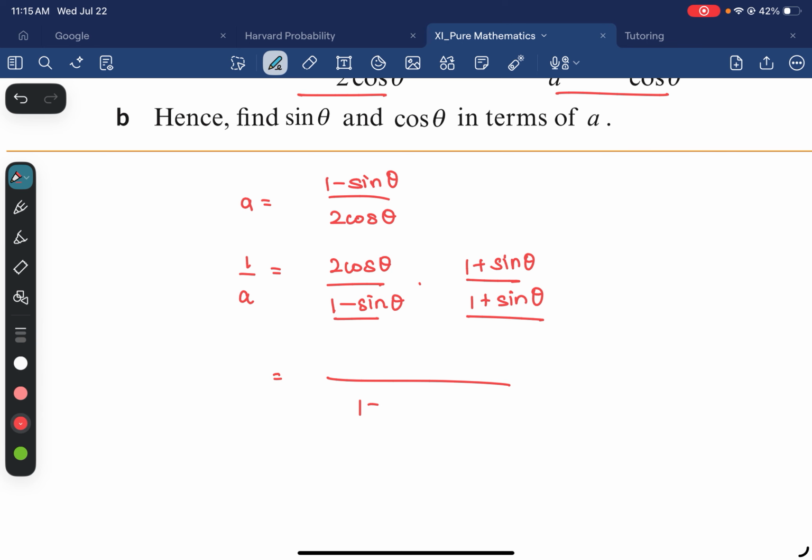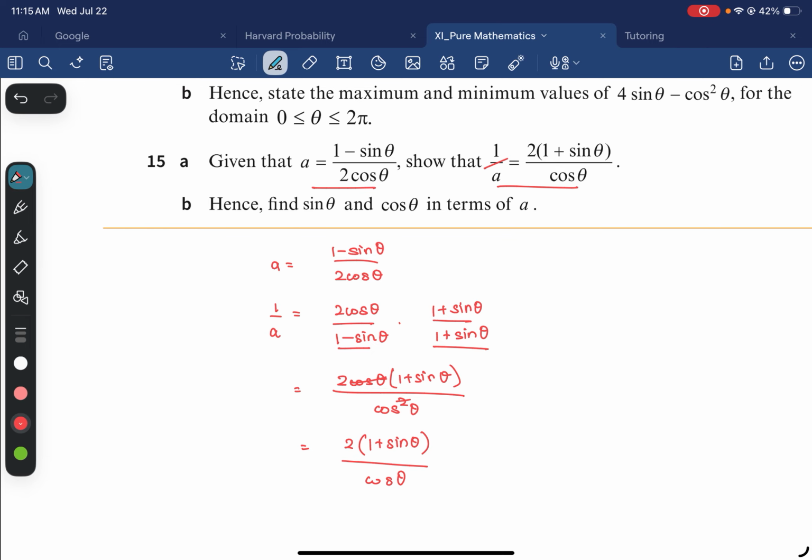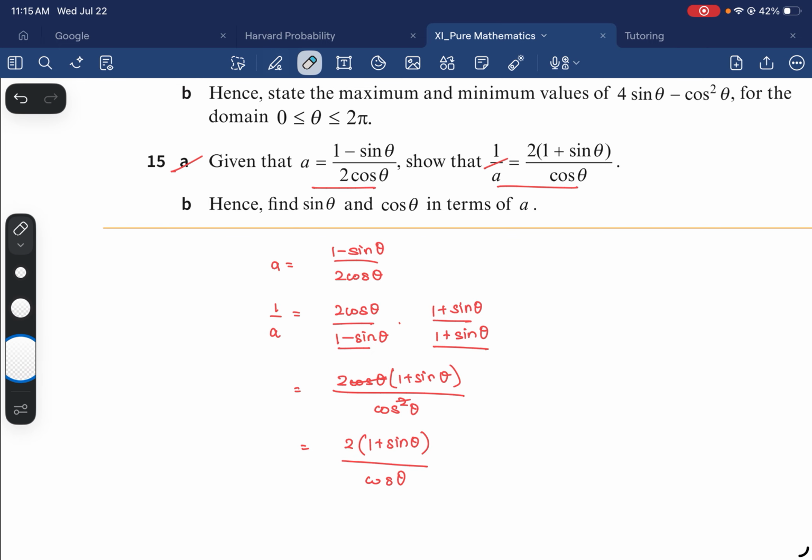And that is 1 minus sine squared theta, right? A squared minus b squared. And 1 minus sine squared theta is just cos squared theta. So I have 2 cos theta times (1 plus sine theta). And now cos theta and one cos theta will cancel out. So I have 2 (1 plus sine theta) divided by cos theta. And that is exactly what they have here. All right, so we're done with A. And let me erase this. So I hope you understood the method.